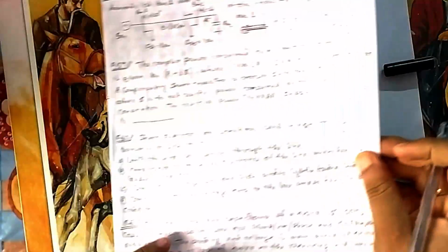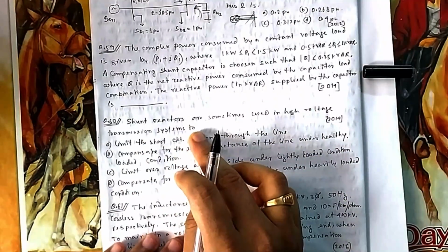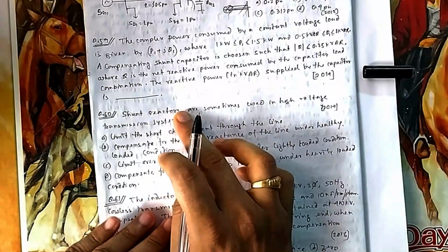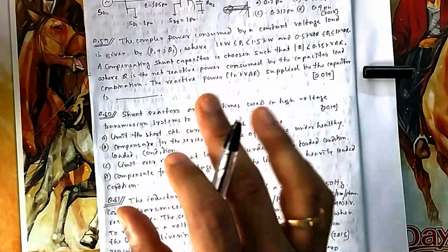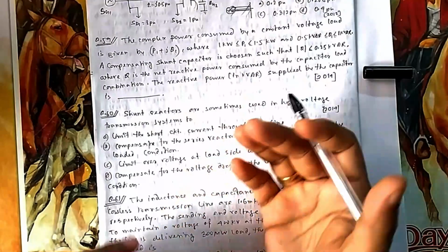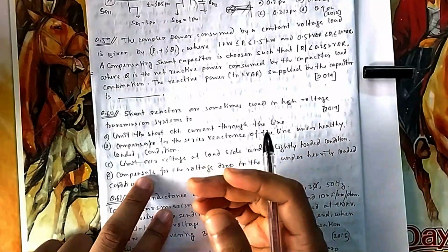Now if you come to question 60: shunt reactors are sometimes used in high voltage transmission lines. Shunt reactors mean shunt inductors. So why are they used? You have already seen they are used to nullify the effect of capacitance, when the capacitance effect gets more, in the Ferranti effect, when the line is lightly loaded.